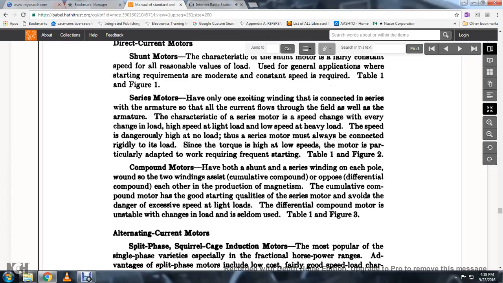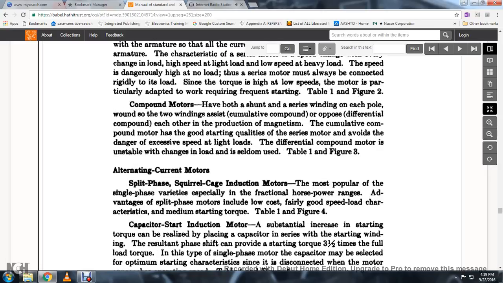Compound motors have both shunt and series windings, with each of the poles wound with two winding sets. When the windings aid each other it is called cumulative compound, and when they oppose, differential compound. The cumulative compound motor has good starting qualities of the series motor, avoiding the danger of excessive speed at light loads. The differential compound motor is unstable with changing load and is seldom used. See Table 1, Figure 3.